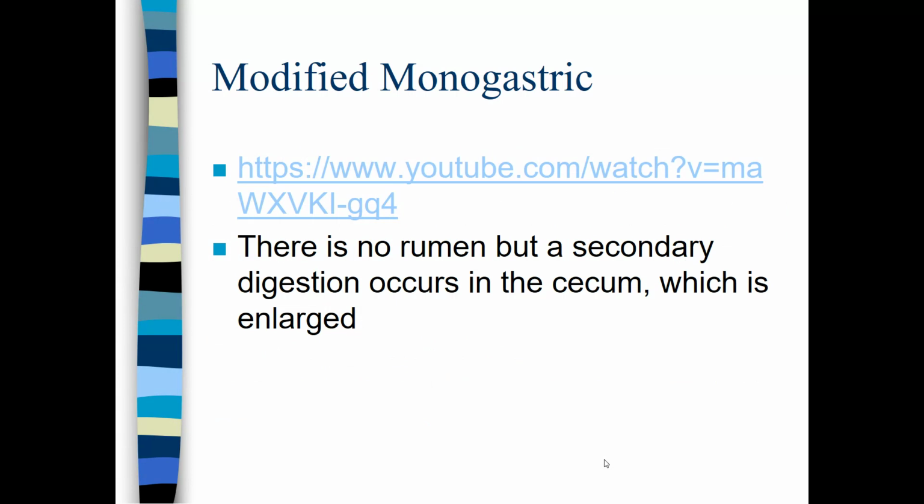Now, in terms of species, the two main modified monogastrics you'll become familiar with are horses and rabbits. In both of these scenarios, they eat a fair amount of forage, but there really is no rumen to have that microbial population do its thing. And so instead, there is a microbial population and a secondary digestion vat in what we call the cecum between the large and small intestines.